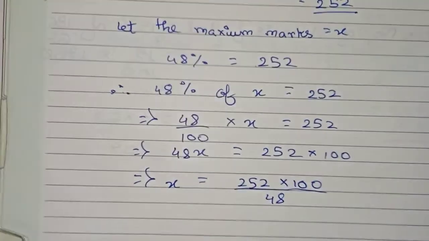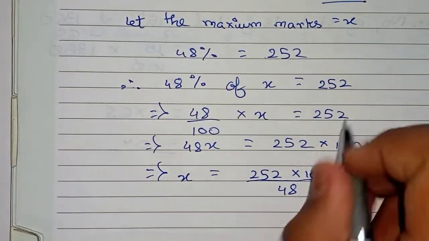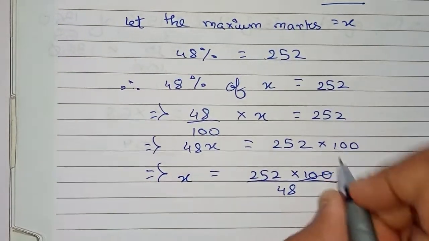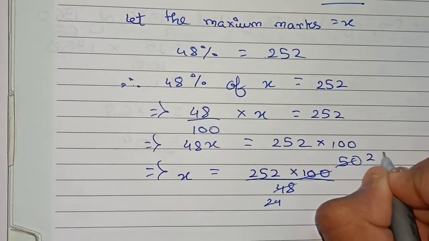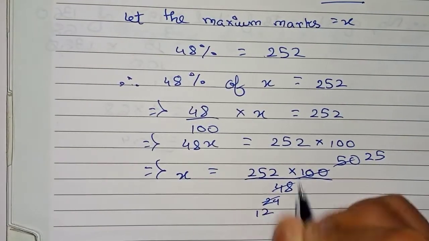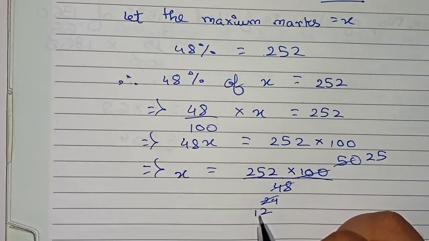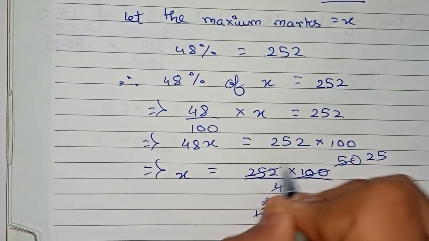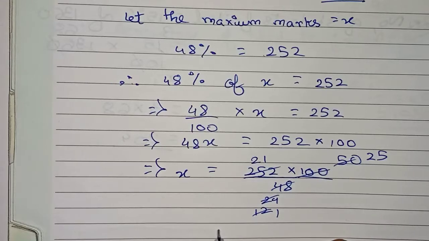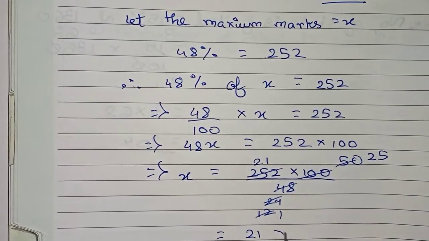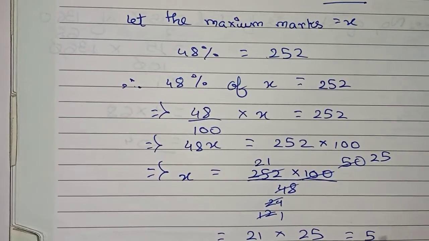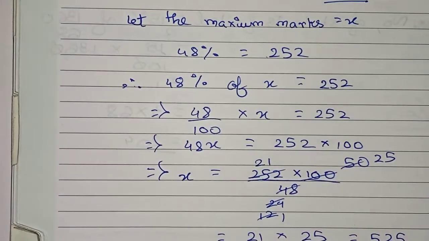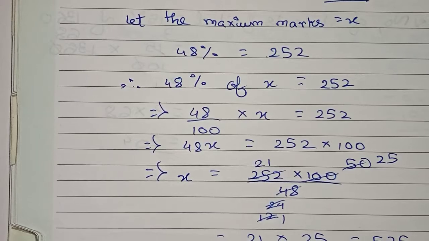Now I cut these numbers. First we cut 48 and 100 by 2. So it becomes 50, 24, now 25, now 12. Now I will cut 252 and 12 directly, it will become 21. So remains 21 into 25, which equals 525. So this will be the final answer for this question.